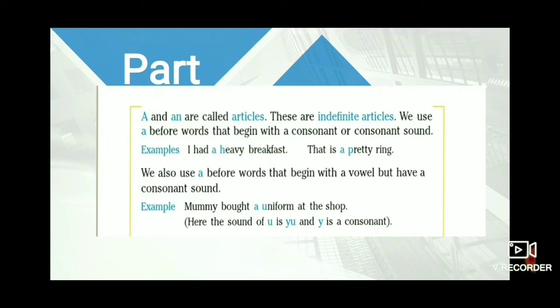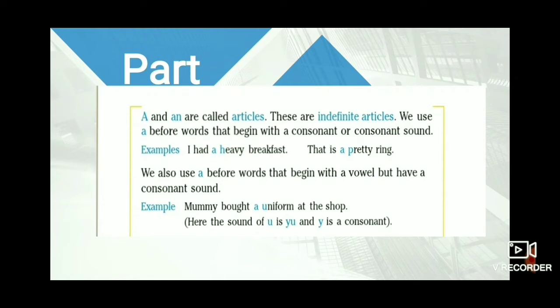I want to tell you some basic rules. How can you use these articles in a sentence? A and an are called articles. These are indefinite articles. Indefinite articles, a and an, are used to talk about things which are not particular, usually things that have not been mentioned before.